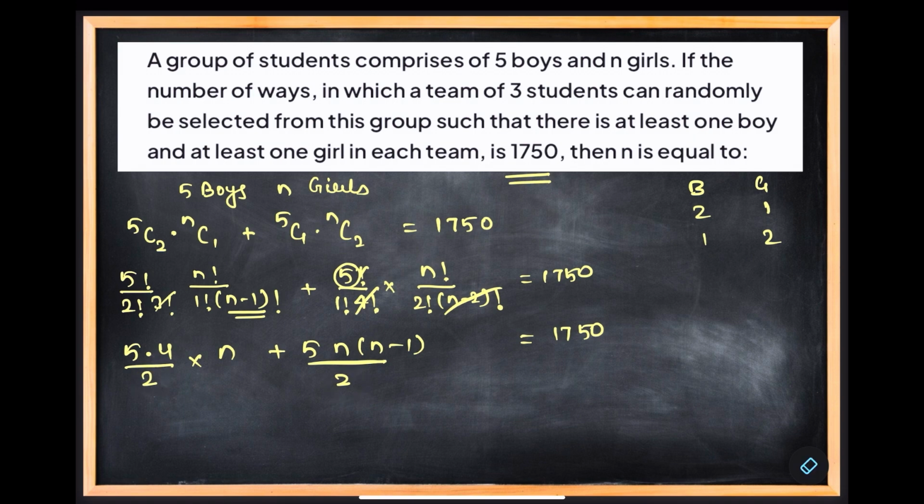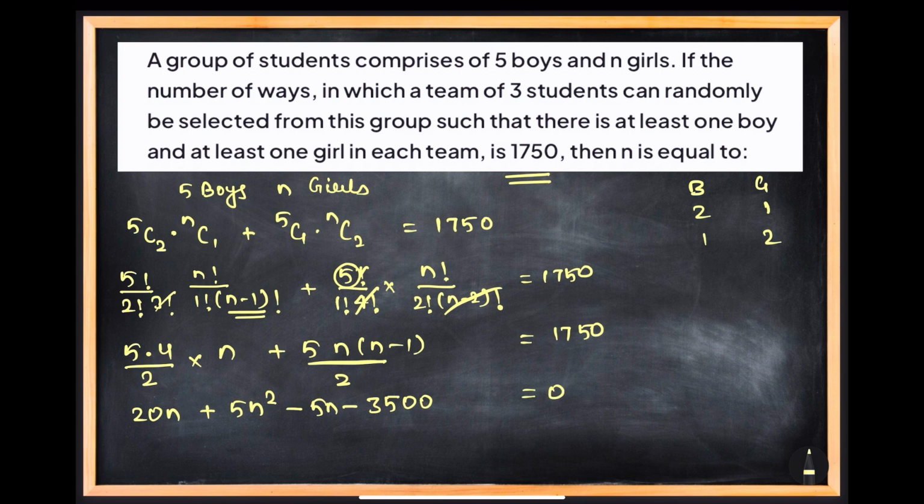Now can I multiply both sides by 2 so that I can get rid of this 2 and this 2? So 5 fours are 20, so 20n plus 5n square minus 5n. Now if you multiply 1750 by 2, yes, it will become 3500. So 3500 this side, it will become minus of 3500.